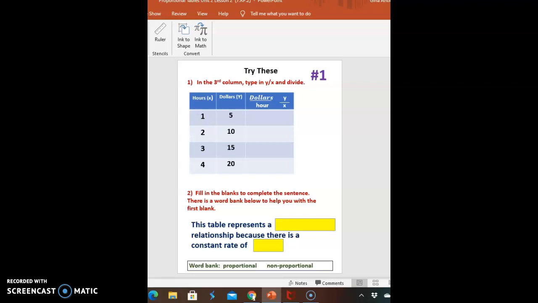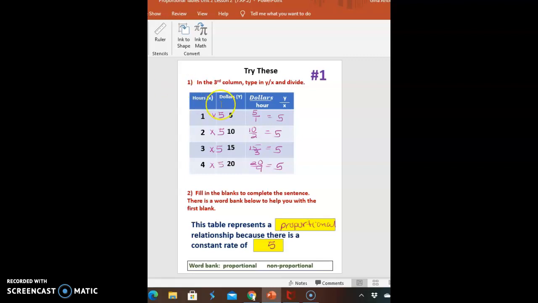Okay, let's see what you got. So our numbers are getting bigger. A lot of you probably thought to yourself, oh, I can just multiply by 5 each time. So this one was a little bit easier to do in your head, but we can always do y over x to find our answer, or our unit rate for each row. And when we divide, you should get 5 each time. These results will always match. So the table represents a proportional relationship because there is a constant rate of 5.